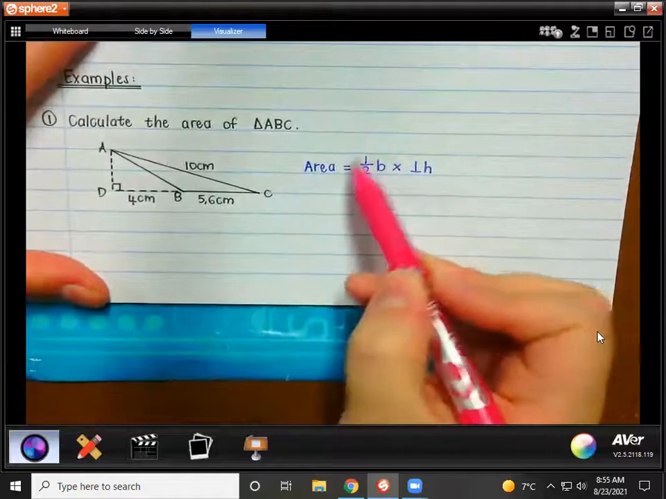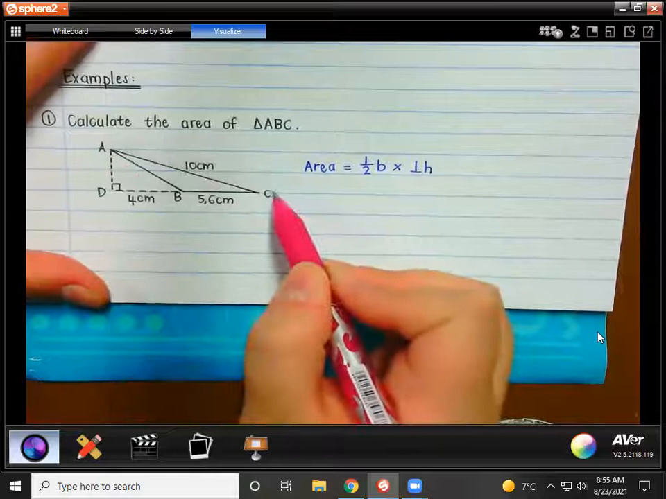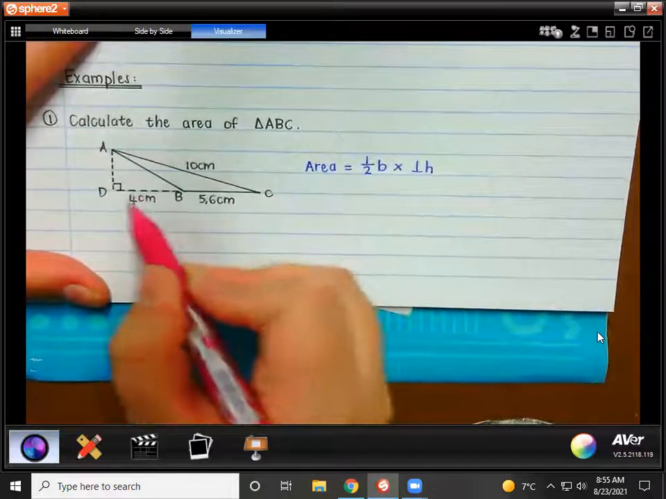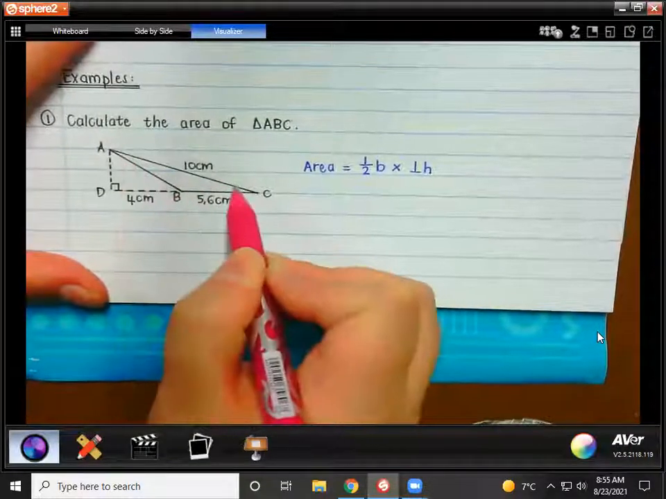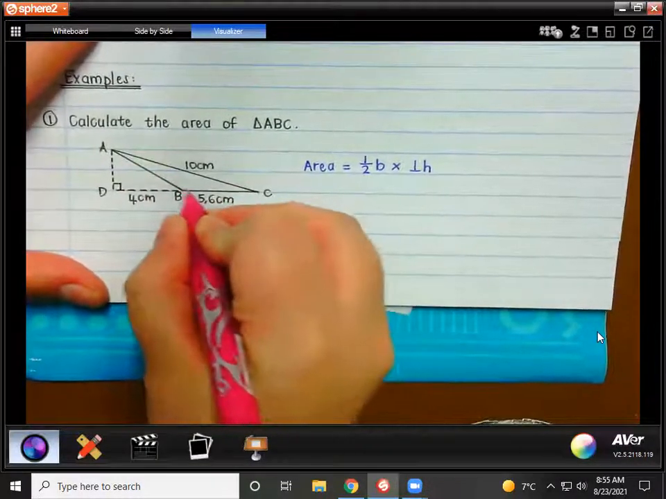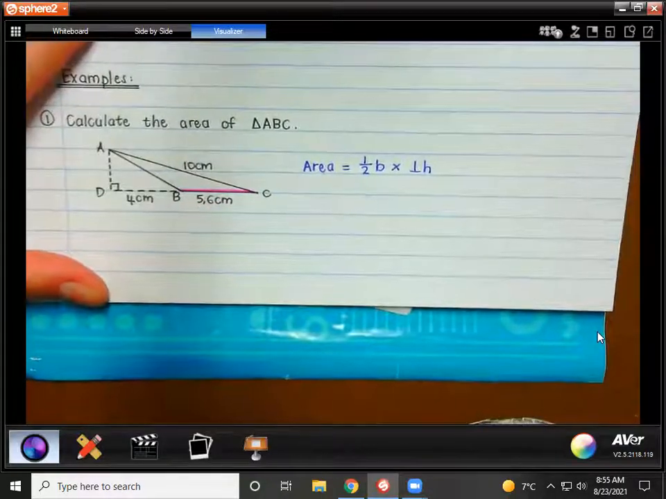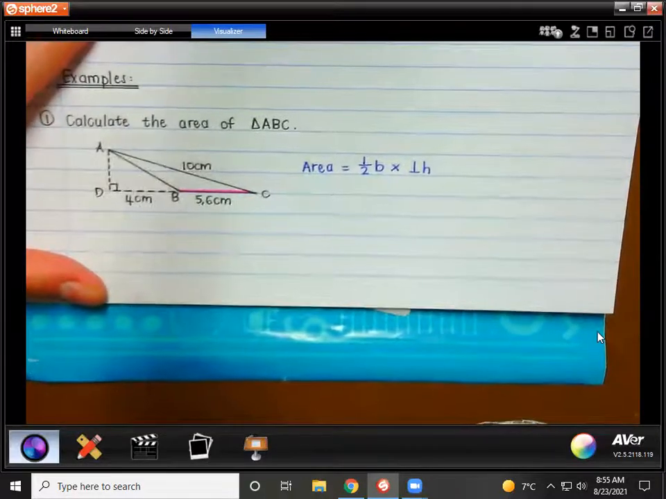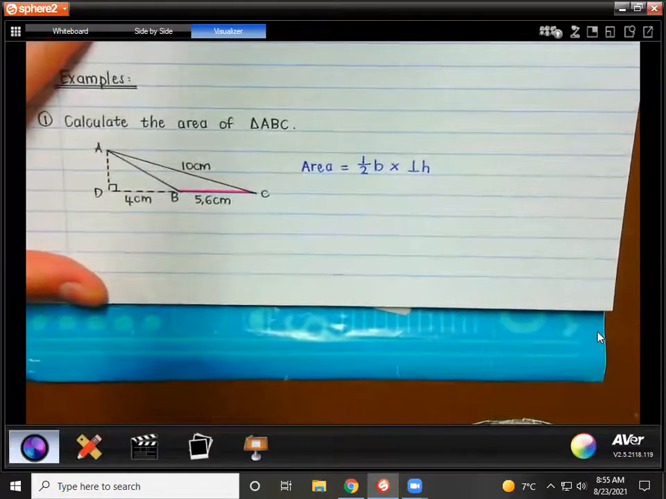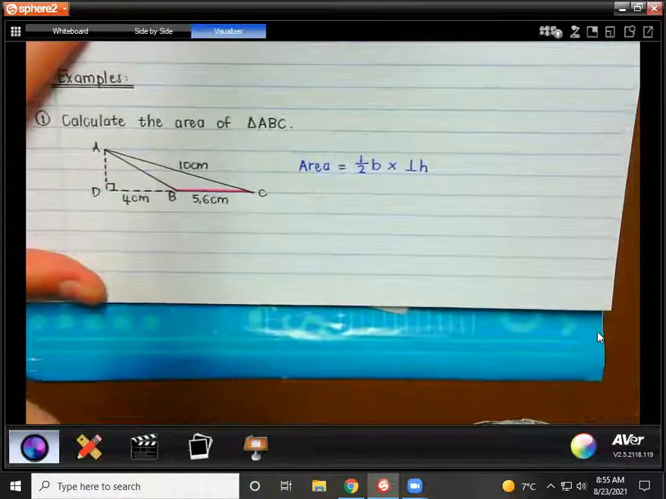Now guys, if they say half base, remember we're finding the area of triangle ABC. So am I going to take the 4 as well? Is the 4 a part of the base of this triangle? No. All right, the base of this triangle is actually just this 5,6 centimeter line. That is the base of the triangle that we are finding the area of. Okay, so we're going to have to do a half times 5,6 multiplied by the perpendicular height.